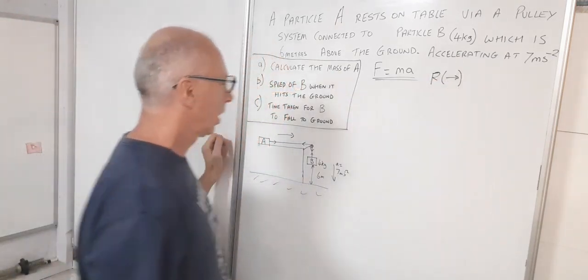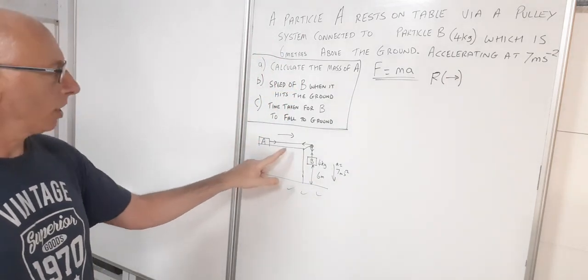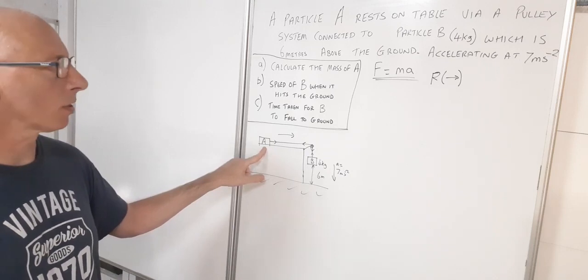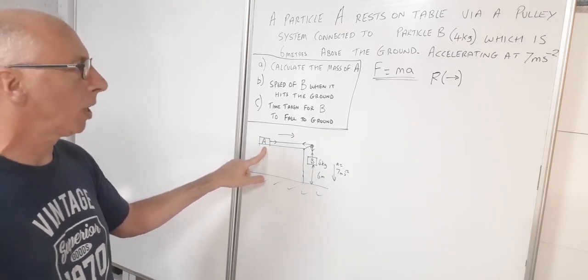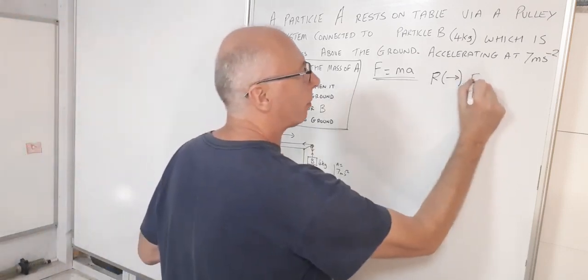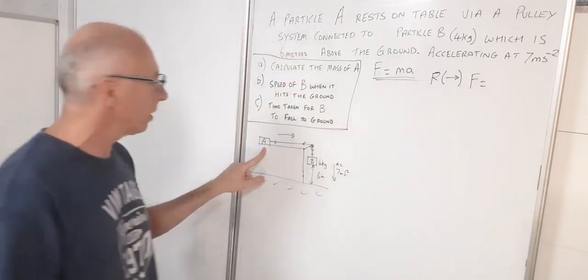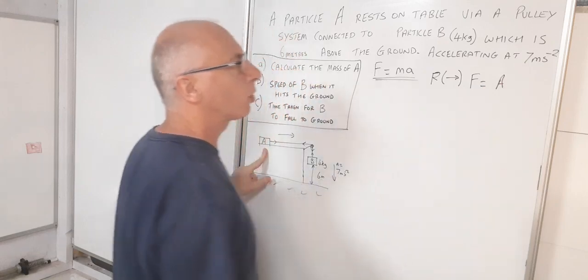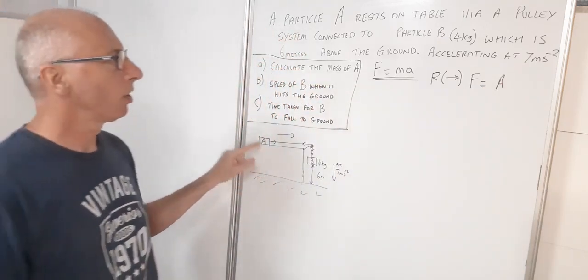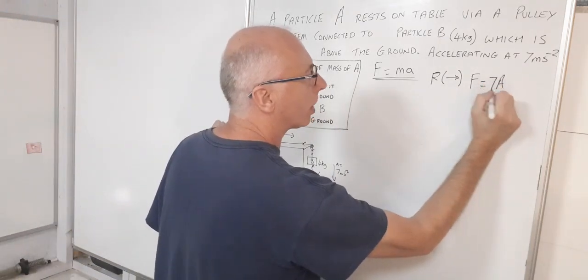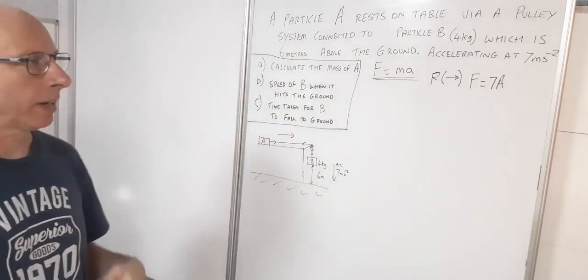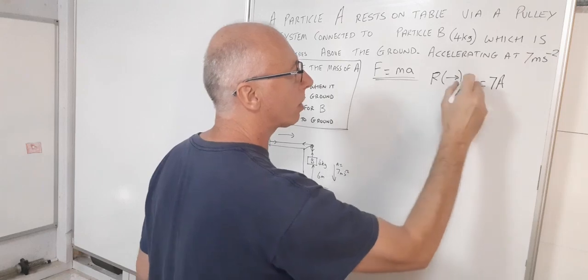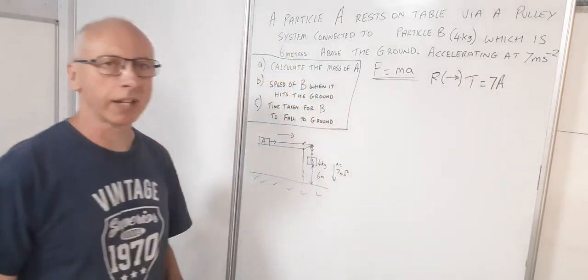So resolving, as this box is going in this direction, we can resolve the forces going this way. So basically the tension in the rope will be pulling in the opposite direction of the mass of the box. So force will equal the mass of the box, which we don't know, which I'm just going to put A, and multiply that by the acceleration, which is 7. Okay, so force equals 7A. Now the force is the tension in the ropes, so we can change this to tension equals 7A.